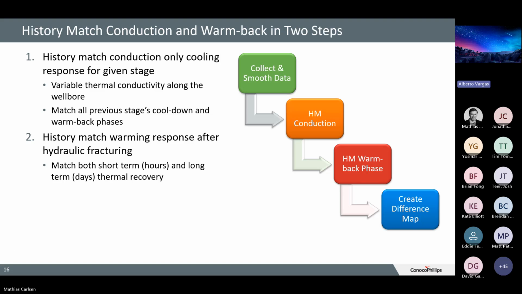We're going to history match first what I'm calling a conduction only, and that's that stage where you don't have any fractures, when it's pure conduction into a pipe. You have to history match that first, then we're going to history match the warm back, and we'll create a difference map between these two and see what it looks like.